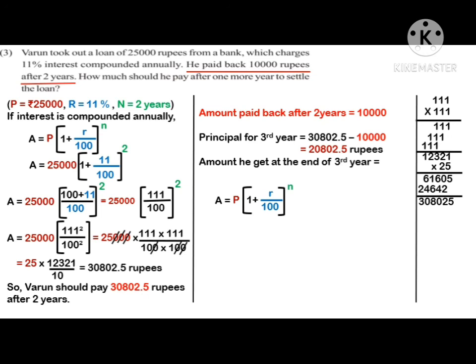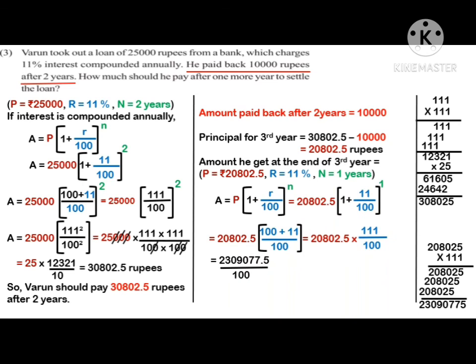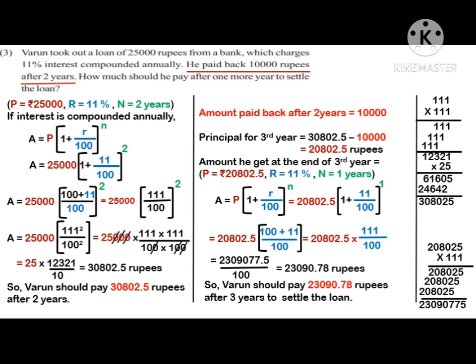A equal to P into 1 plus R by 100 all raised to N. Now P equal to 20,802.5, rate of interest R equal to 11%, number of years N equal to 1 year. Then substitute and solve, we get amount A equal to 23,090.78 rupees. So we can say Varun should pay 23,090.78 rupees after 3 years to settle the loan.